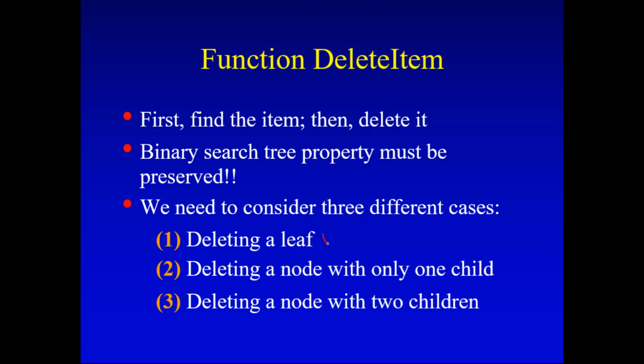First is deleting a leaf node. How will you delete a leaf node? Second is deleting a node with only one child. First is leaf node, that means you want to delete a node which does not have any child. Second is deleting a node with one child, and third is deleting a node with two children. These three cases we will be discussing.